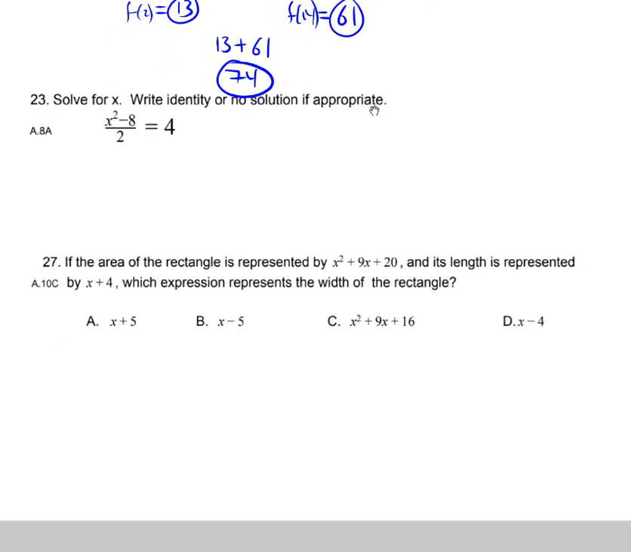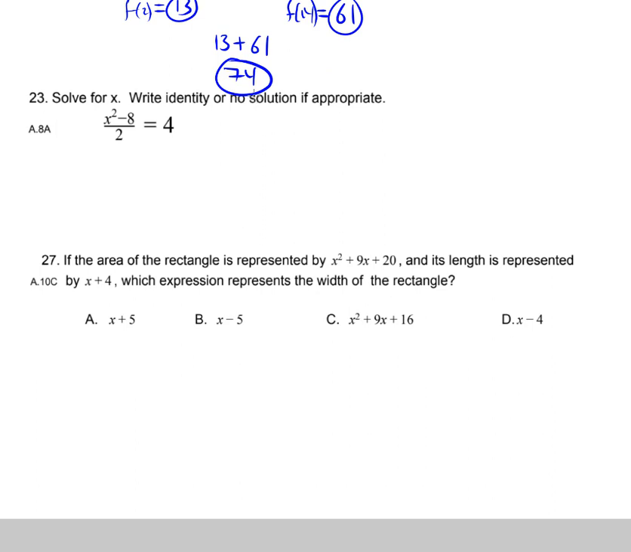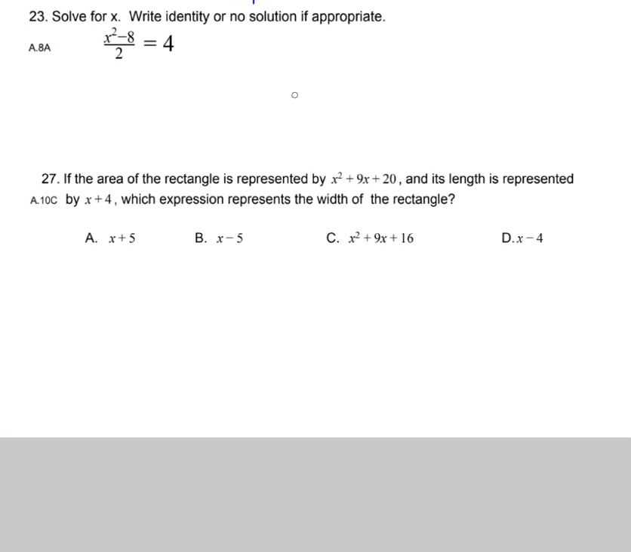Okay. Solve for x. I'm just going to go ahead and erase that just so I don't have that in my field of vision. It bothers me. So solve for x. Write identity or no solution if appropriate. So if I want to solve for x here, I want to get x alone, right? And there's an x squared here, so I'm going to have to deal with some stuff. But let's go ahead and deal with what we can. If I want to get this x alone, I have a denominator here that's bugging me. So I need to start with something as basic as multiplying by the denominator to get it out so it's not just a fraction anymore.